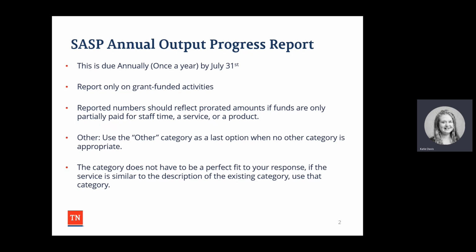Your reported numbers should reflect any prorated amounts if funds are only partially paid, or for staff time, service, or a product. So if you have staff that are only partially paid, those reporting numbers should also be prorated to reflect that. I'm going to go through the report in just a minute with everyone.